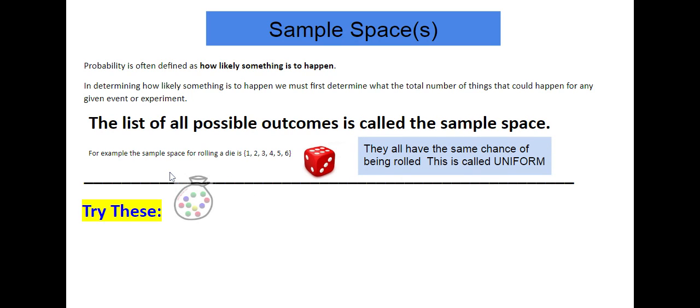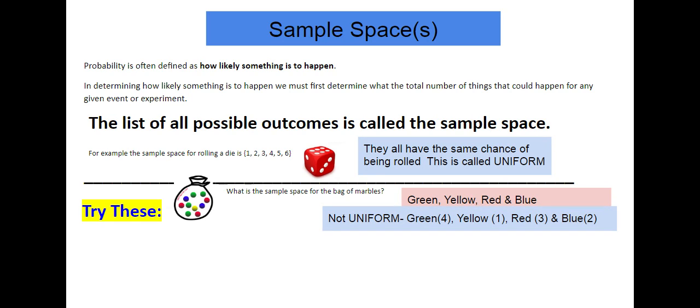So let's try the first one. You're given a bag of marbles. What is the sample space? What are the colors that I need to look at? If you look at that, you see green, yellow, red, and blue. So is this uniform or not uniform? This is not uniform because there's 4 green, 1 yellow, 3 red, and 2 blue.